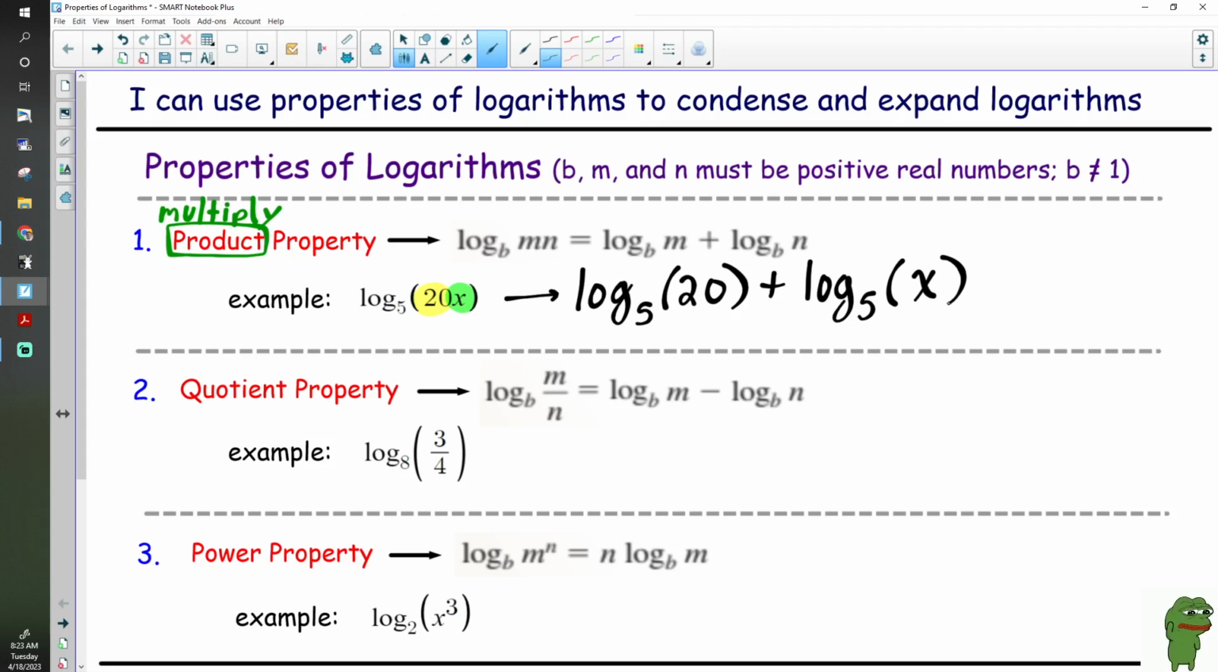Now, it's important to understand these properties go both ways. You can expand them. If you saw something like this, you could also push them together, and that is called condensing. So it can go both ways.